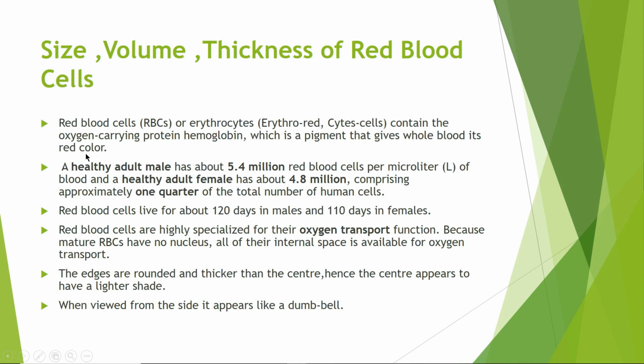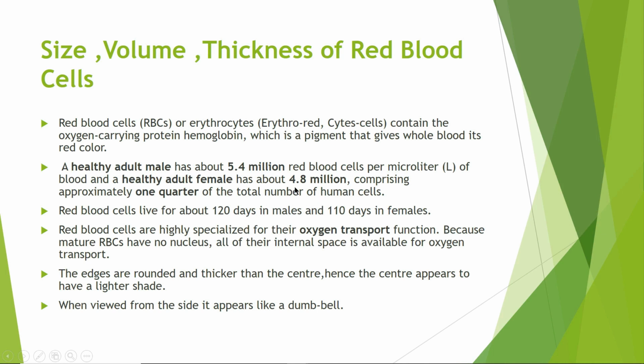prominent red color. A healthy adult male has 5.4 million RBCs per microliter of blood, and a healthy adult female has 4.8 million RBCs. Okay, so we can say that 1/4 of the human cells are RBCs, right? But why is there a difference in the number in male and female? Males have a higher number of RBCs, whereas females have fewer RBCs.